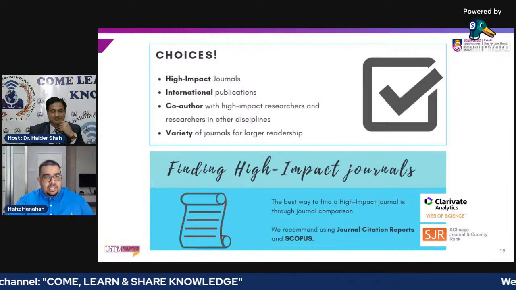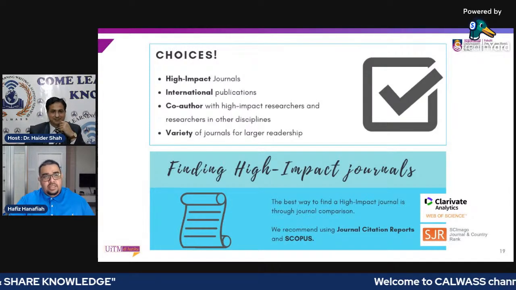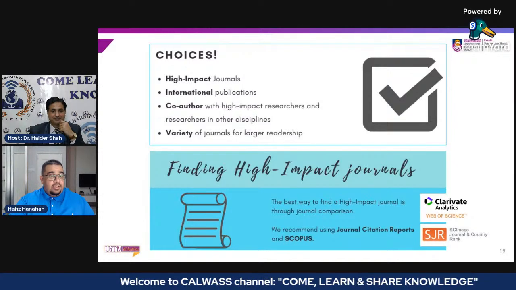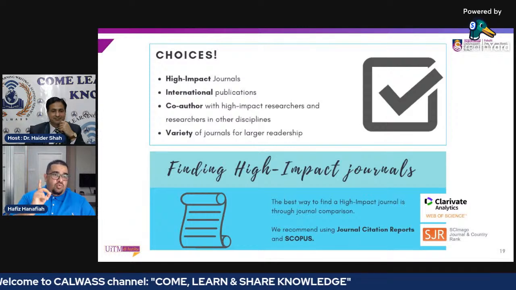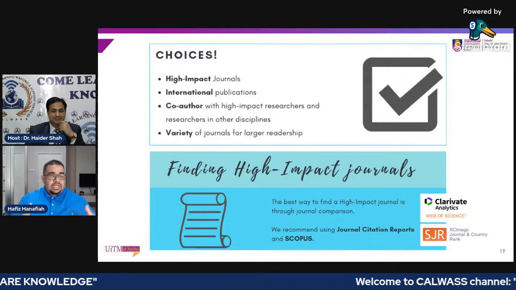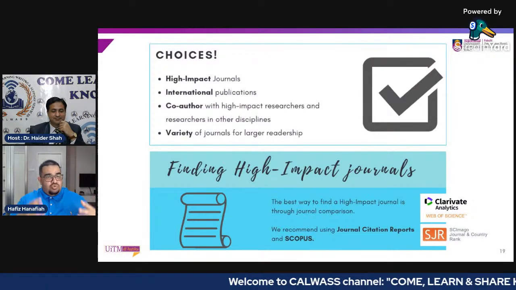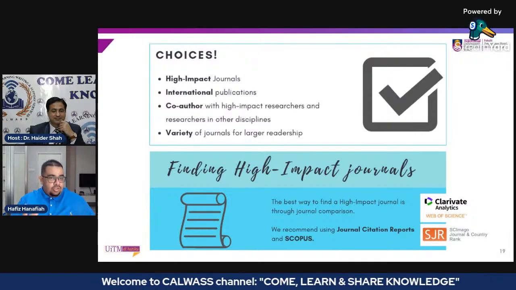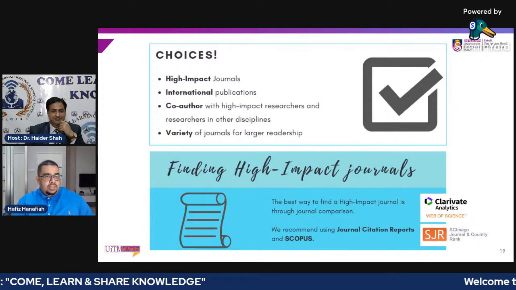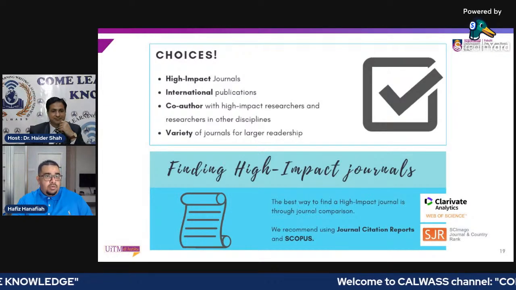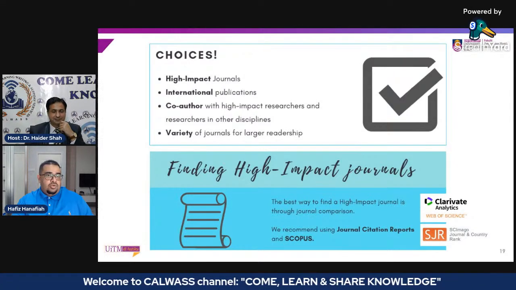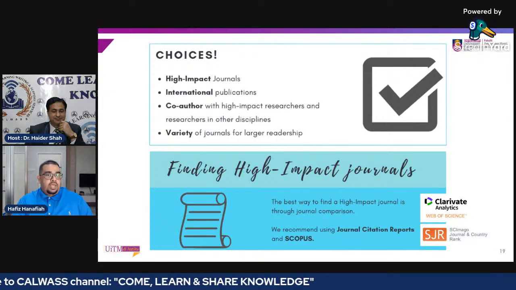So the choices must be high impact journals. I have to say that high impact journals are much more visible. One of the things I got to know is that my friends who went to Edinburgh University, while doing their assignments and proposals, were only allowed to cite, read and refer to top high-end journals, or the ABCD journals. So if you publish in low-end journals, your paper will not be cited, your paper will not be read. And again, it will definitely affect your citation count. So international publication is the way forward.